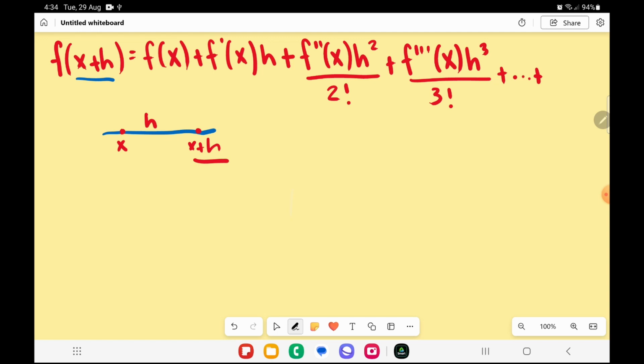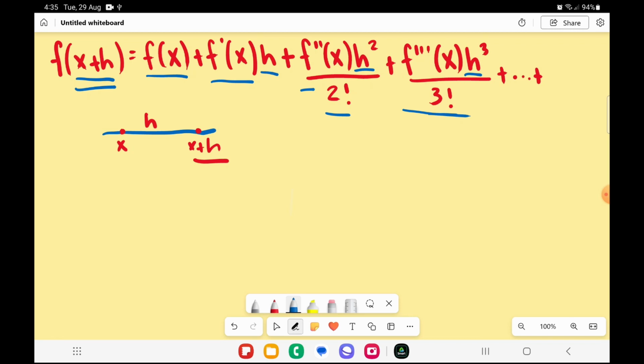Let's continue with Taylor series formula. As I said earlier, I will give you the value of point x plus h. If you will give me the value of a function f of x, plus give me the value of the first derivative of a function f of x multiplied by h, plus give me the value of the second derivative of a function f of x multiplied by h squared divided by factorial of 2, plus third derivative of a function f of x multiplied by h cubed divided by factorial of 3 plus and so on and so forth.